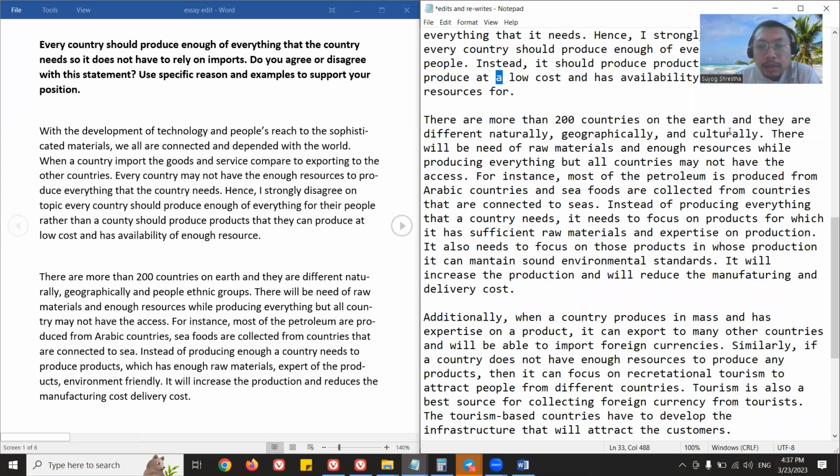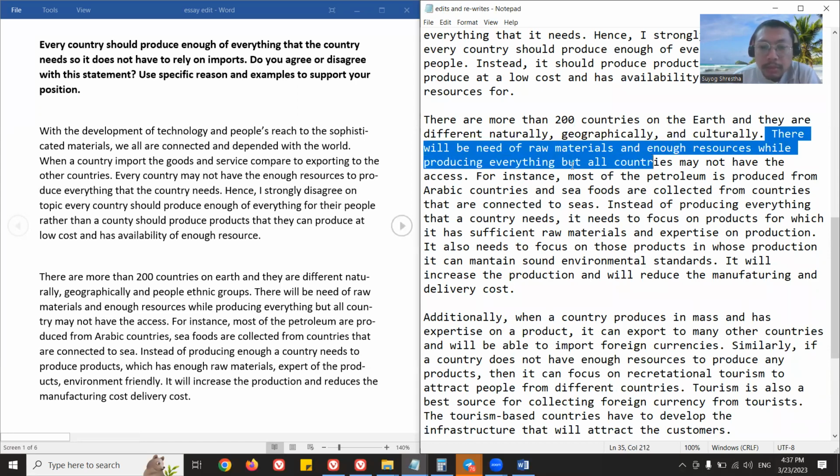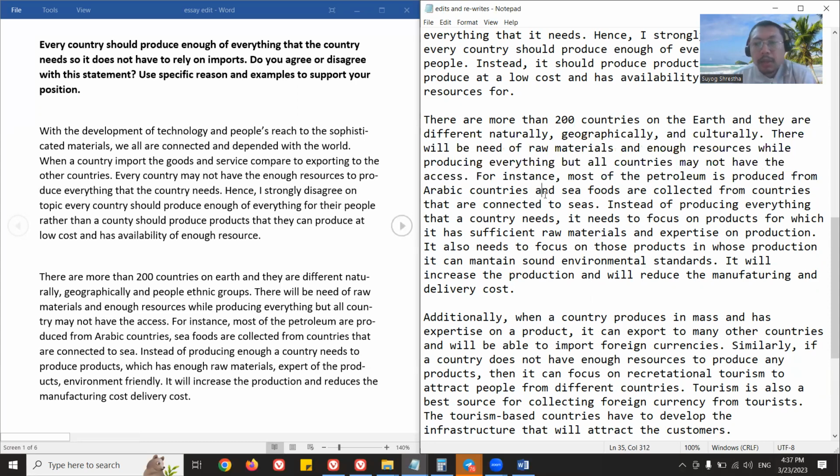There are more than 200 countries on the earth, and they are different naturally, geographically, and culturally. There will be need of raw materials and enough resources while producing everything, right? But all countries may not have the access. Okay, so this is still not a great sentence, but you know, it's far better. For instance, most of the petroleum is produced from Arabic countries, and seafoods are collected from countries that are connected to seas. Okay, so instead of producing everything that a country needs, it needs to focus on products for which it has sufficient raw materials and expertise in production. It also needs to focus on those products in whose production it can maintain sound environmental standards.